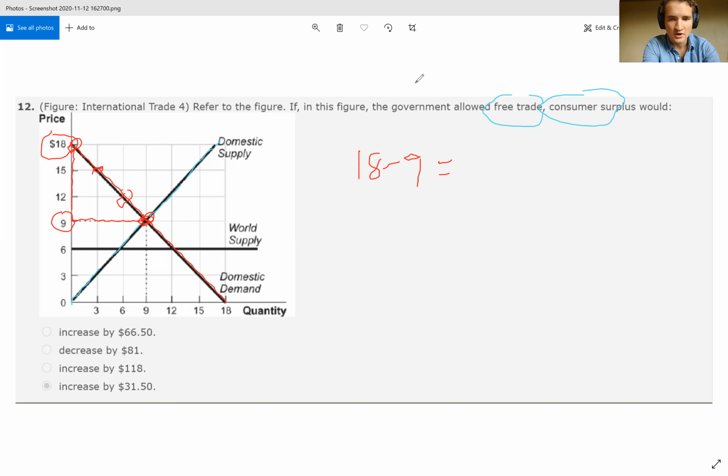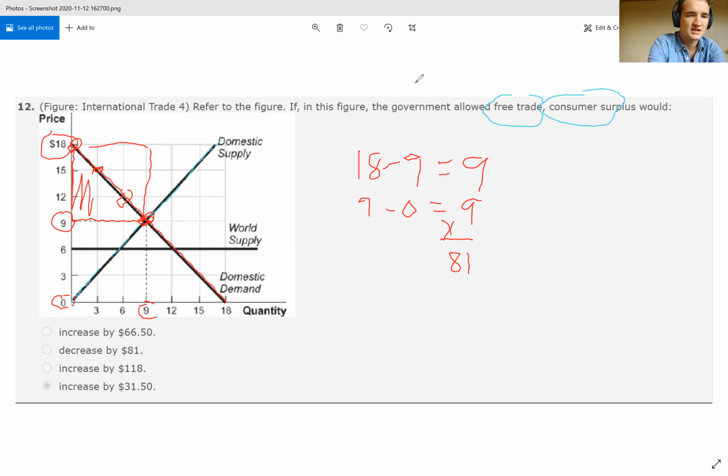Make sure I'm doing my math right. 18 minus 9 equals 9. And then our width is going to be 0 to 9, so 9 minus 0 equals 9. Times this together, 81. That would give us the area for that whole square, but we're interested just in this section right here. So divide that by 2, 81 divided by 2 is 40.5.